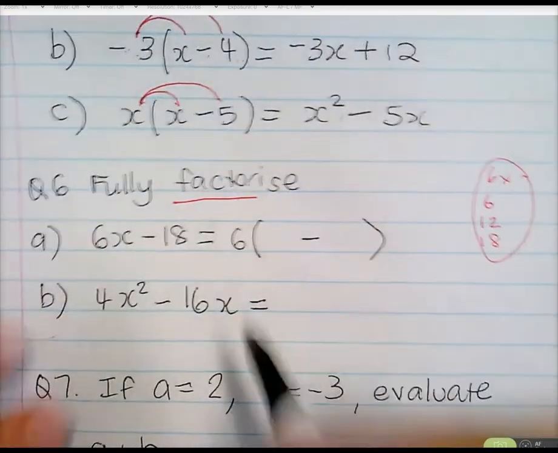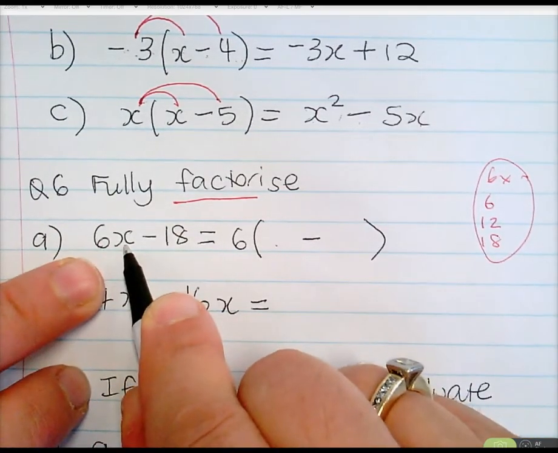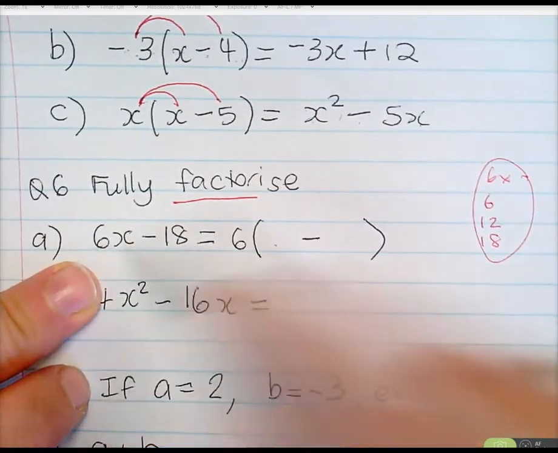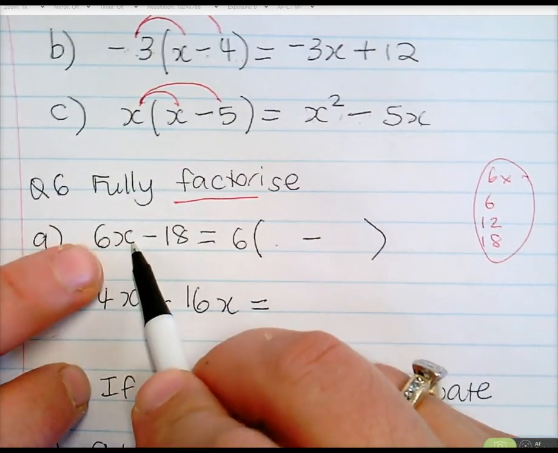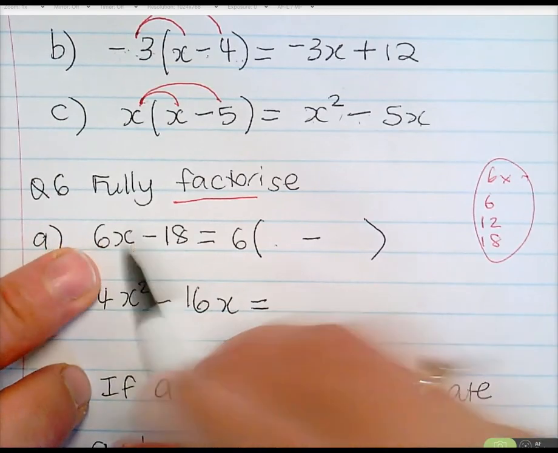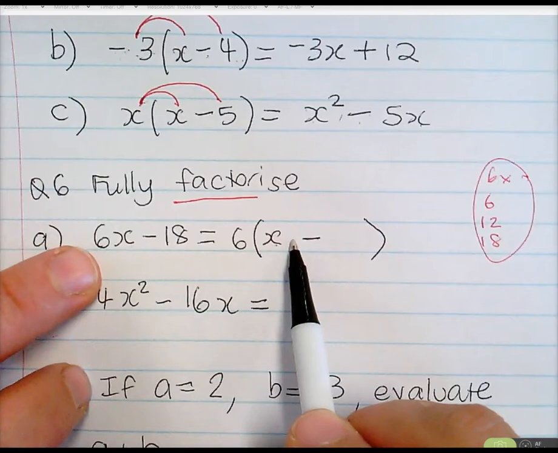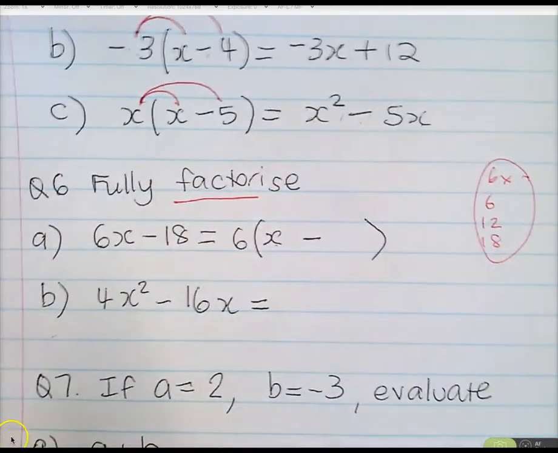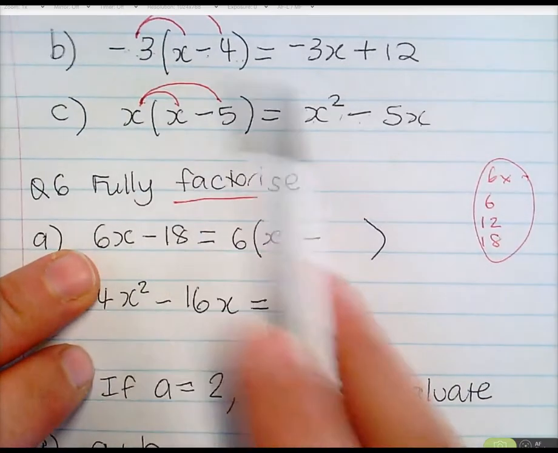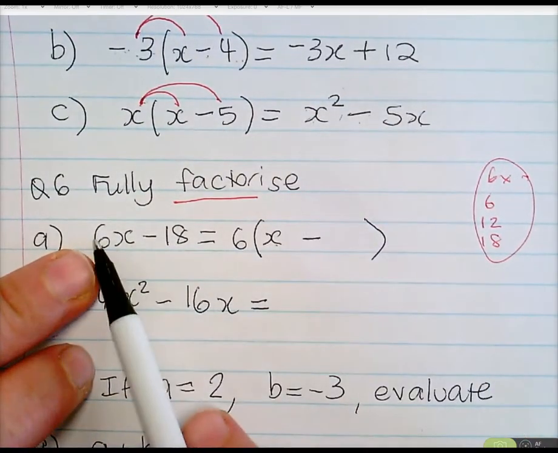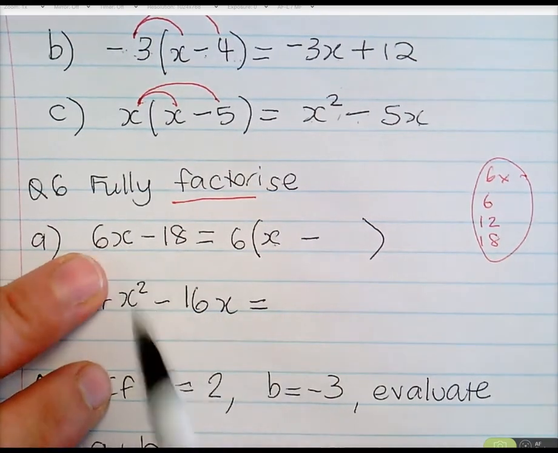So, 6 times what gives me 6x? 6 times x is 6x. So girls, factorizing is the reverse of this expanding. So 6x, how did I get it? It was 6 times x is 6x.